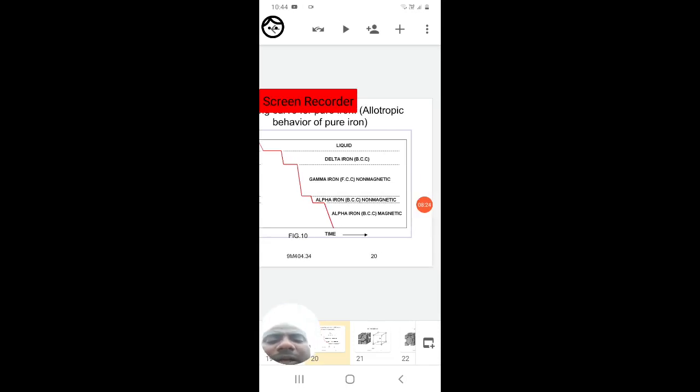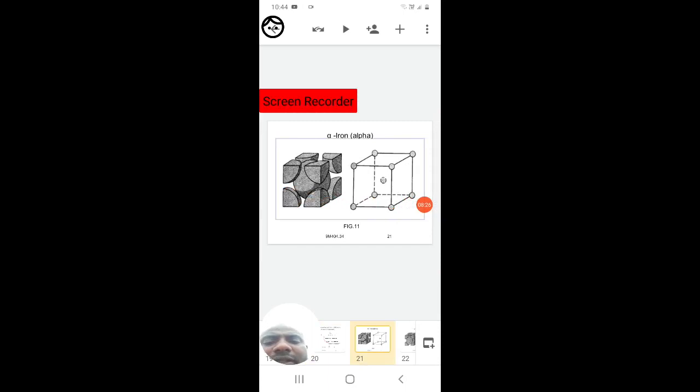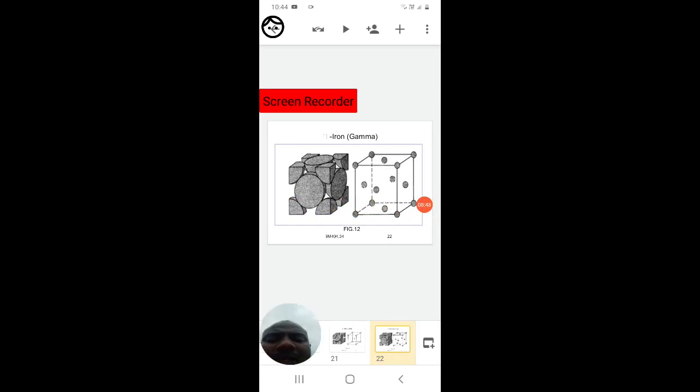Alpha iron has a BCC structure, body centered cubic. In the body centered cubic structure, there is one central atom, and at all corners there is 1/8 part of an atom. Taking a unit cell of BCC, the total number of atoms per unit cell is 1 plus 1, equal to 2. Now take gamma iron.